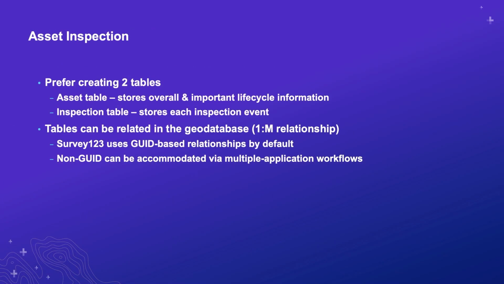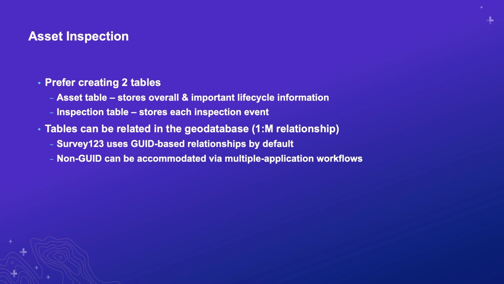Let's now dive into our first workflow, asset inspection. There are a few different ways to structure the data for this type of workflow. One is to have the inspection information in the same table as your asset inventory. This makes it easy to see the inspection status, but is limited to storing only the most recent inspection information. When the user updates the inspection, the previous information is overwritten in the database.